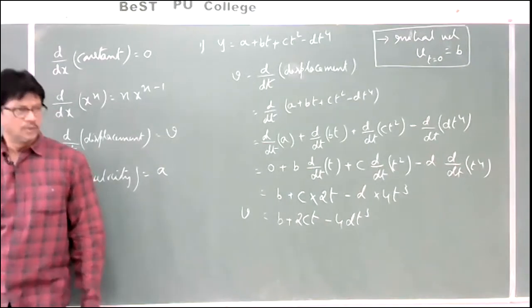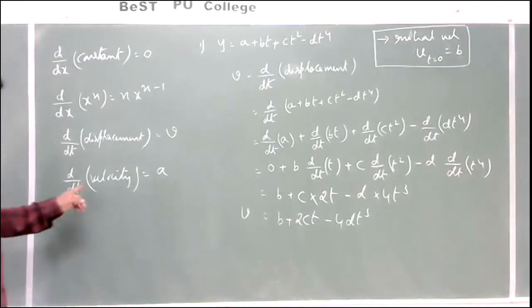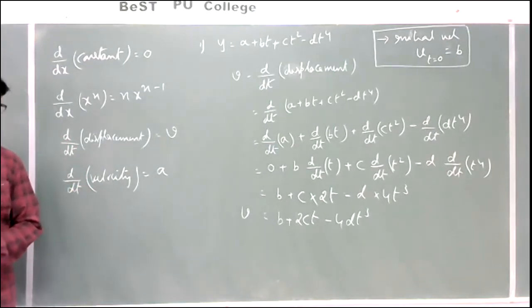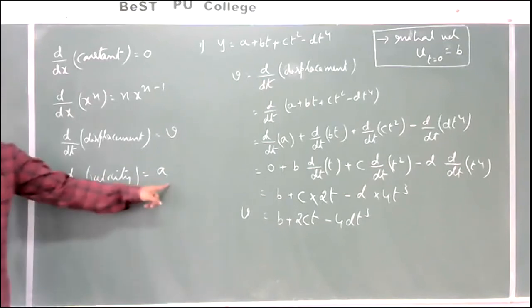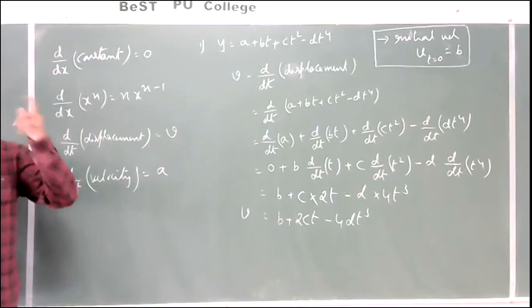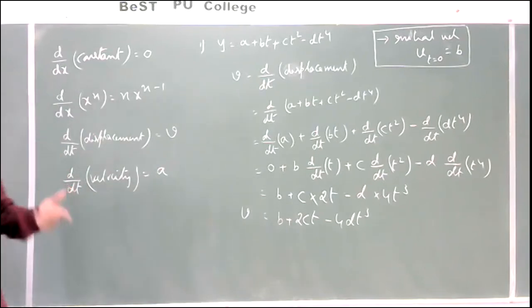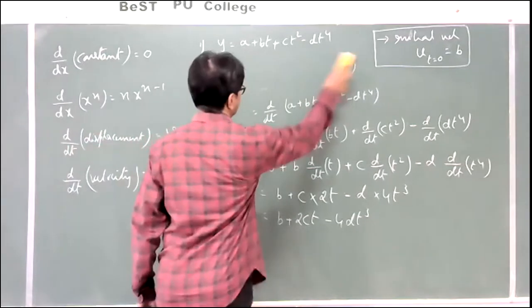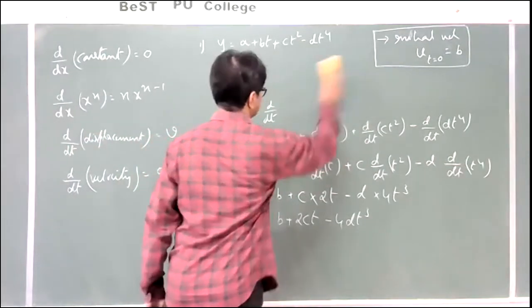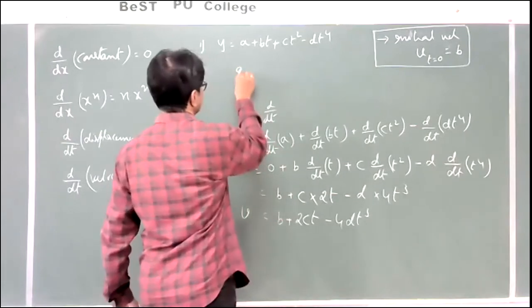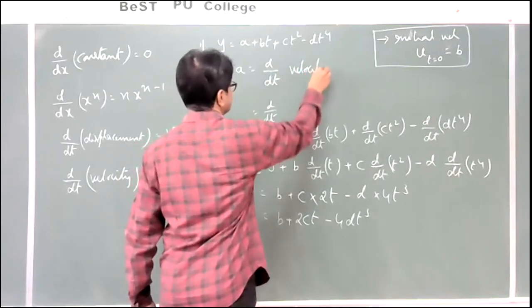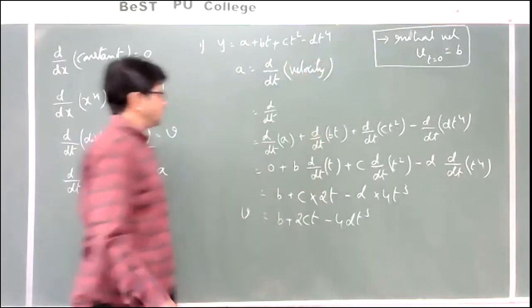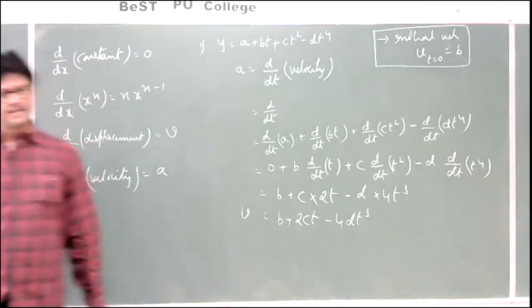Next, one more, what is being asked? Acceleration is being asked. Acceleration also is asked in this problem. Then how to get the acceleration? If you differentiate the velocity with respect to time, we'll get the acceleration. So acceleration is equal to d by dt of velocity.